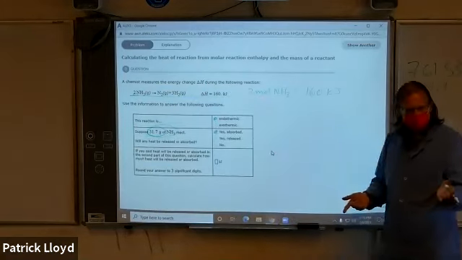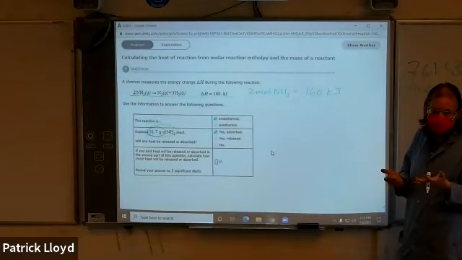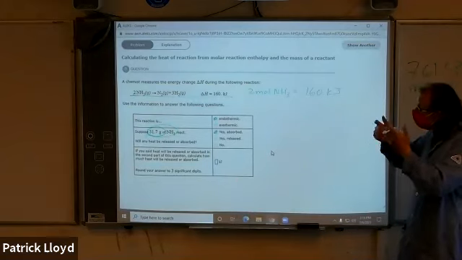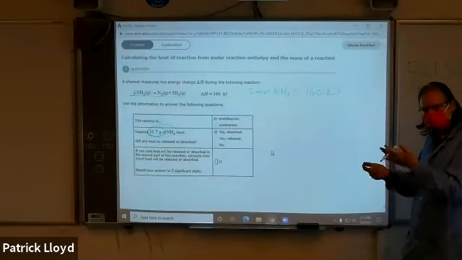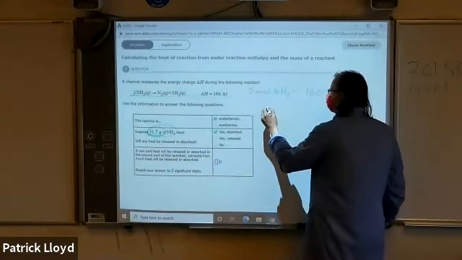We have 31.7, but it's in grams, so it's not that obvious, right? We don't know how many moles that is. If it was 31.7 moles, we would know that's not 2 moles. So let's figure it out. How many moles is this? 31.7 grams of ammonia.